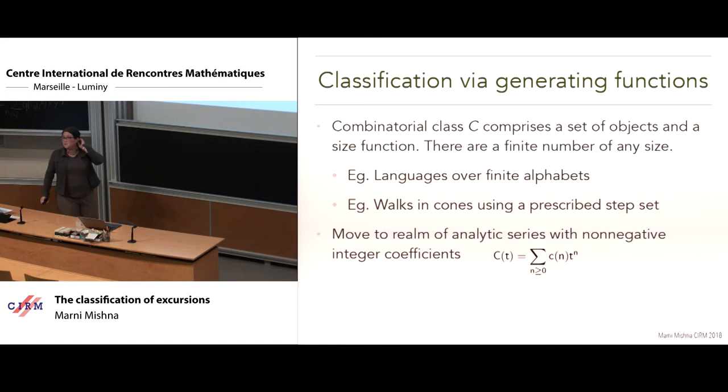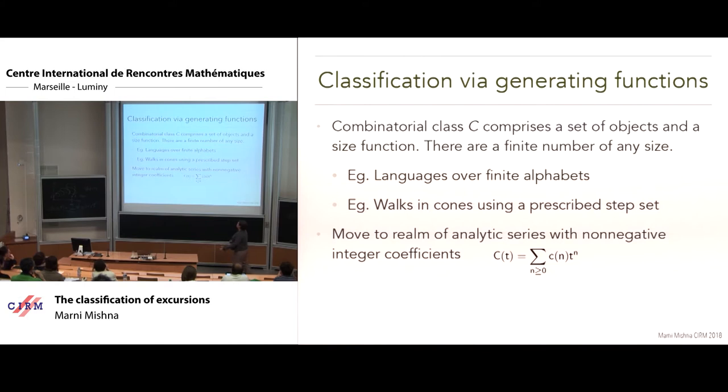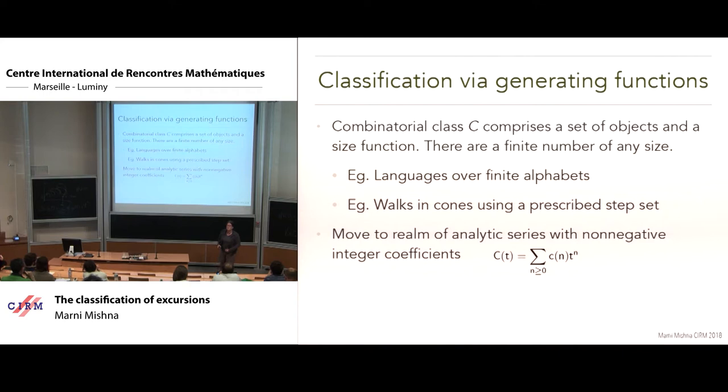I'm going to look at the generating functions. So a combinatorial class is a set of objects with some notion of size. And it's going to be important that there is a finite number of any given size. So for example, languages over a finite alphabet. We've seen all these lattice walks. There's always a finite number of a given size. And we move to the realm of analytic series, and we're very lucky as combinatorialists because we have these series with integer coefficients or close to integer coefficients, and so it's a very nice universe.